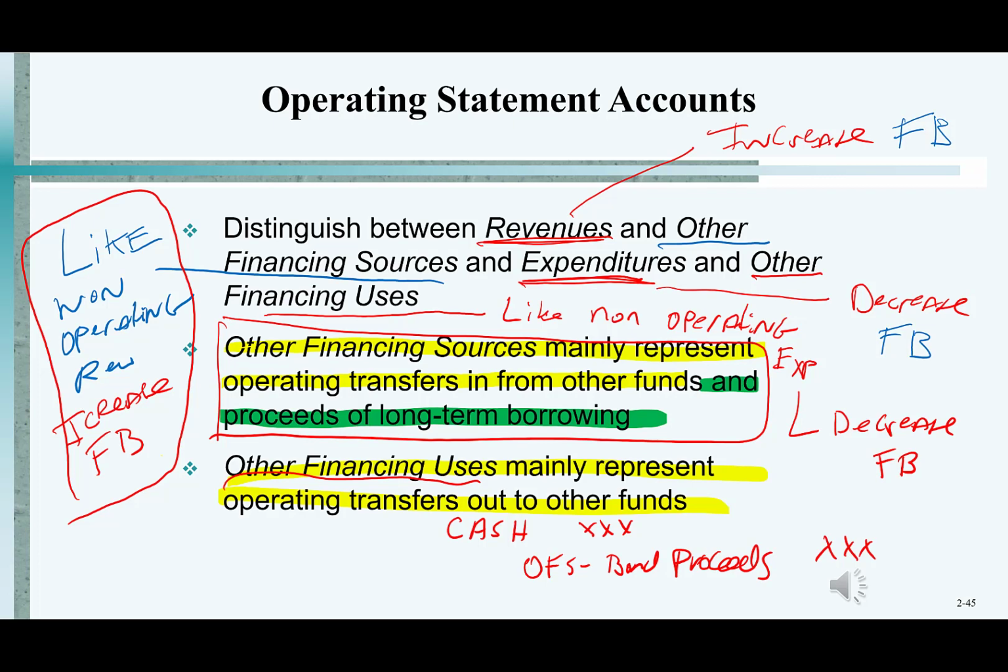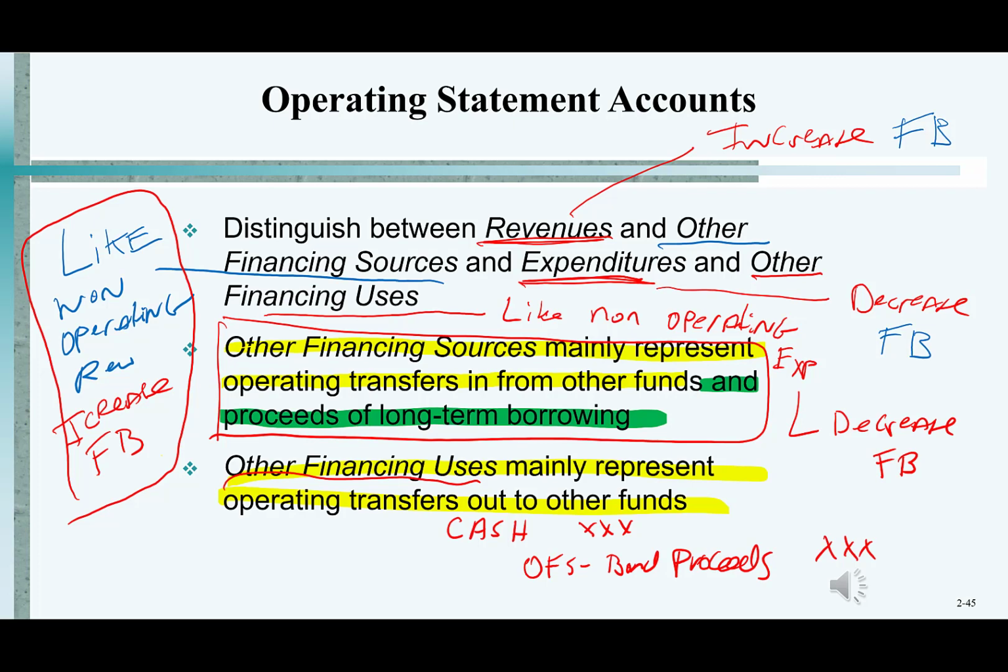Therefore, other financing sources, which are like non-operating revenues, are going to do what? Increase fund balance, aren't they? Okay. And other financing uses are like non-operating expenses. So non-operating expenses would decrease retained earnings. Therefore, other financing uses do what? Decrease fund balance, right? Okay, now don't panic. Look right here.